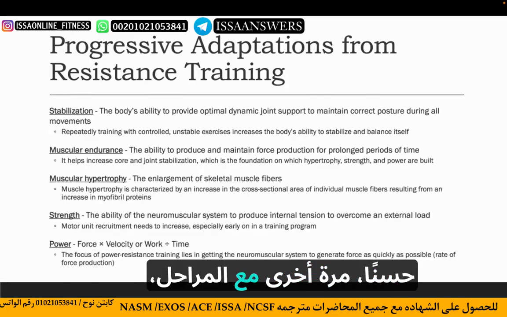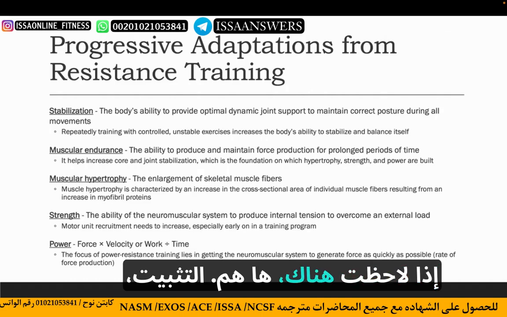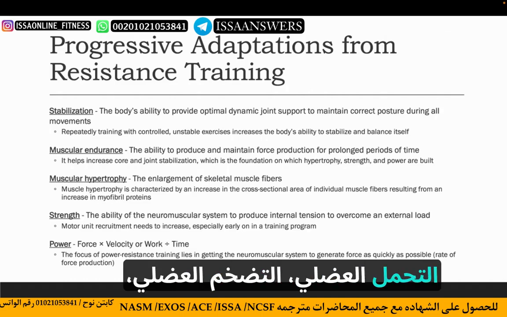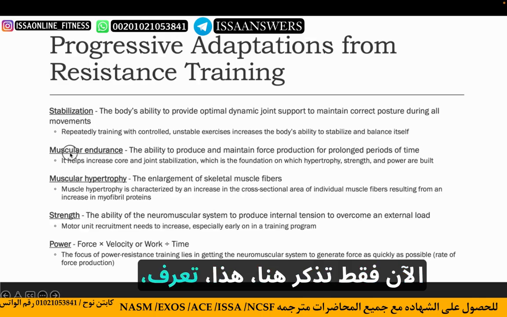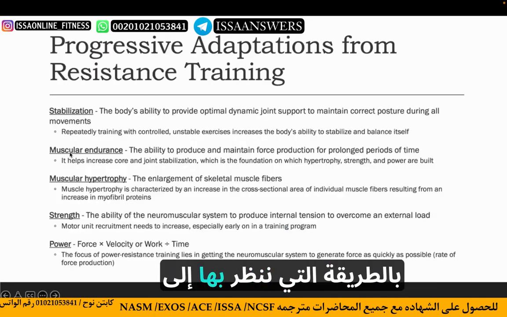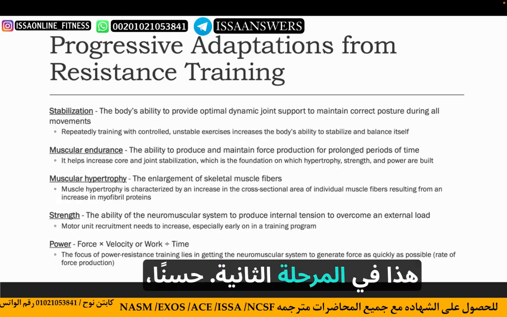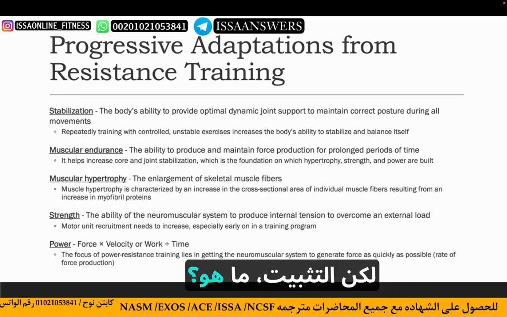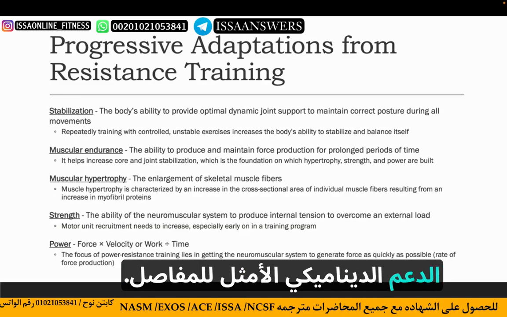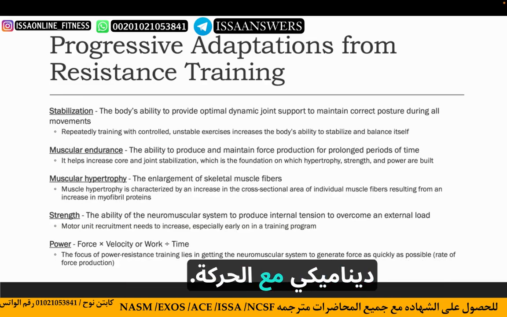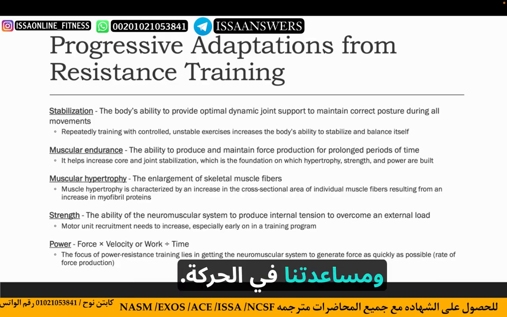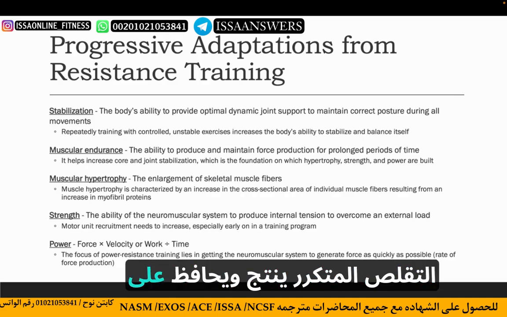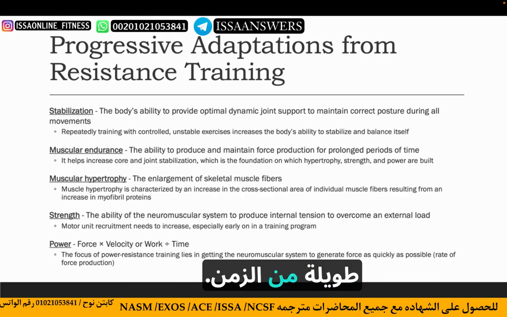Okay. So again, with the phases, if you notice there they are: stabilization, muscular endurance, muscular hypertrophy, strength and power. Now just remember, with the way that we look at everything, strength endurance, that's at phase 2. But stabilization, what is it? What are the adaptations we're looking for? Optimal dynamic joint support, dynamic with movement, optimal in movement support of joints to help our posture with movement. Muscular endurance, repeated contraction, produce and maintain forces produced for prolonged periods of time.